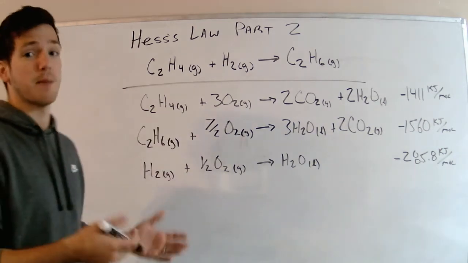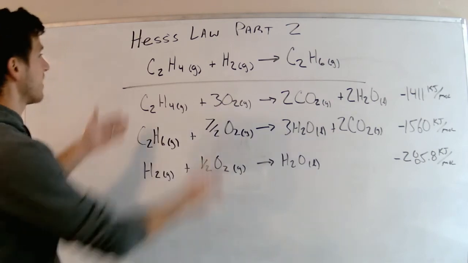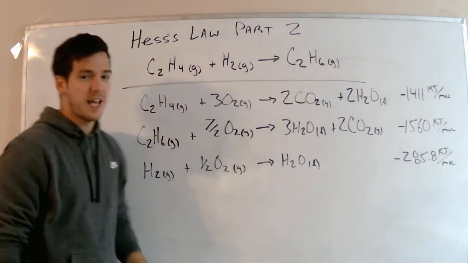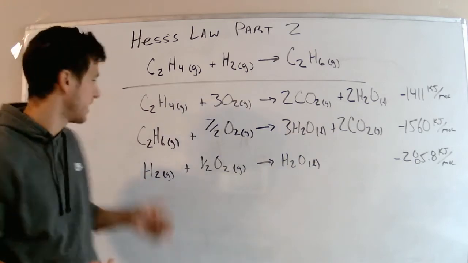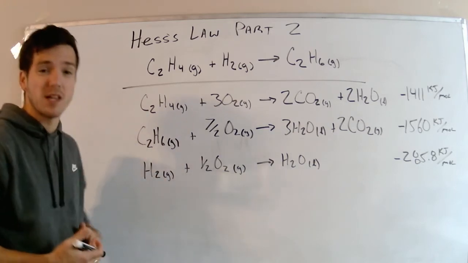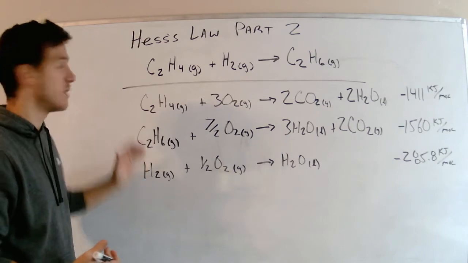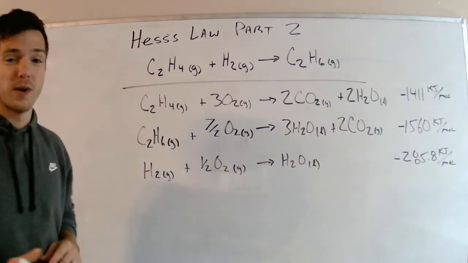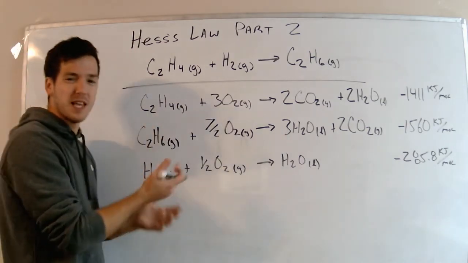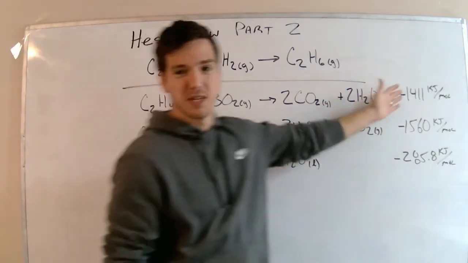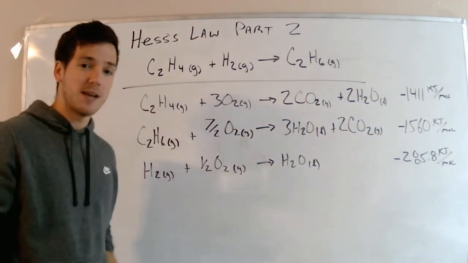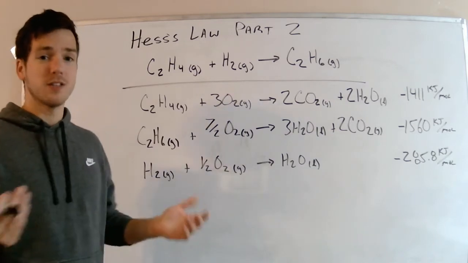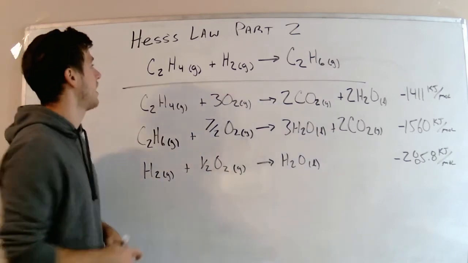But with this type of Hess's law problem, they give us an overall reaction, and then they give us a bunch of half reactions. What we're pretty much doing is flipping and manipulating these half reactions to match our overall reaction. While we're flipping and manipulating them, we'll have to manipulate these enthalpies as well. And then at the end, we just add them all up. So let's go ahead and get started with an example.